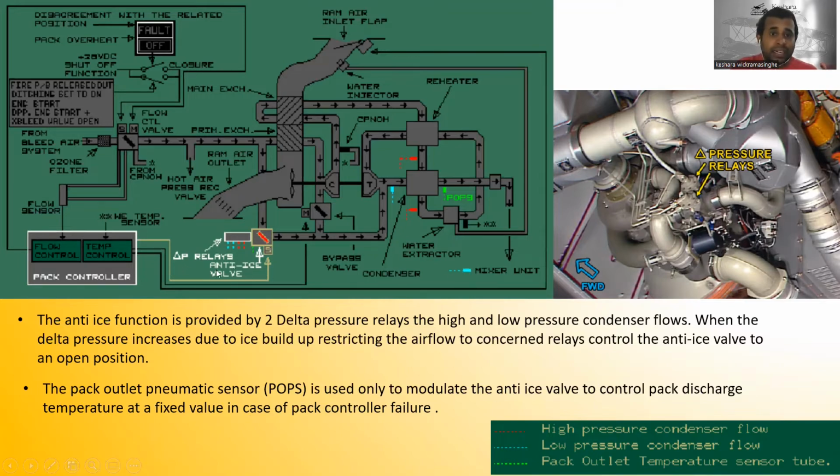All right, you can see the delta pressure relay. This is the anti-ice valve, pack controller. Here you can see there are different kinds of flow. So this is the high pressure condenser flow, in red color, and in blue color the low pressure condenser flow. Here is the low pressure condenser flow, and in green color the pack outlet temperature sensor tube. This is the green one, the pack outlet temperature sensor tube, right? So you can see the live view. This is the delta pressure relays, right?